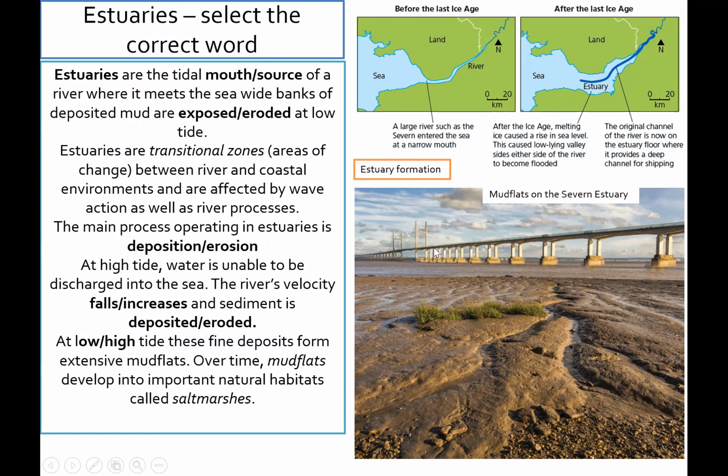So you've got an explanation of estuaries here, and you've got some example words. What you need to do is decide which word is the correct one. So for example, estuaries are the tidal, well, the mouth or the source. The correct word is the mouth, because it's where it meets the sea. So estuaries are the tidal mouth of a river where it meets the sea, and wide banks of deposited mud are they exposed or are they eroded at low tide? You just write the correct word. So go through those 5 sentences, making sure you write down the correct key term. If you want to draw yourself a diagram, like this one here, but you don't have to. So have a go at that and then I'll go through the answers.